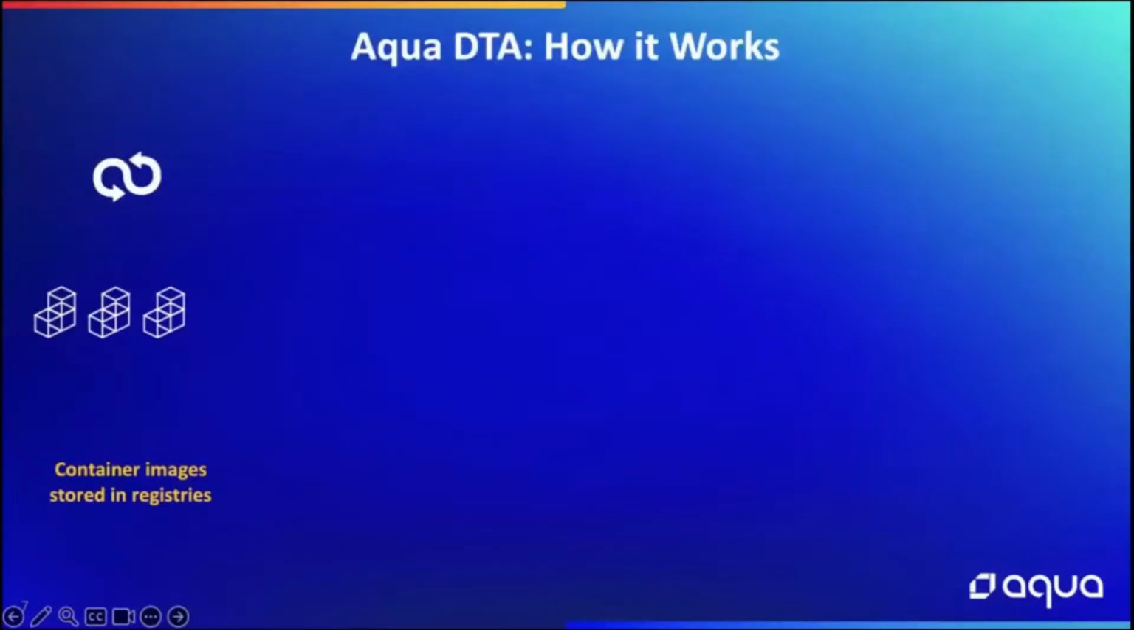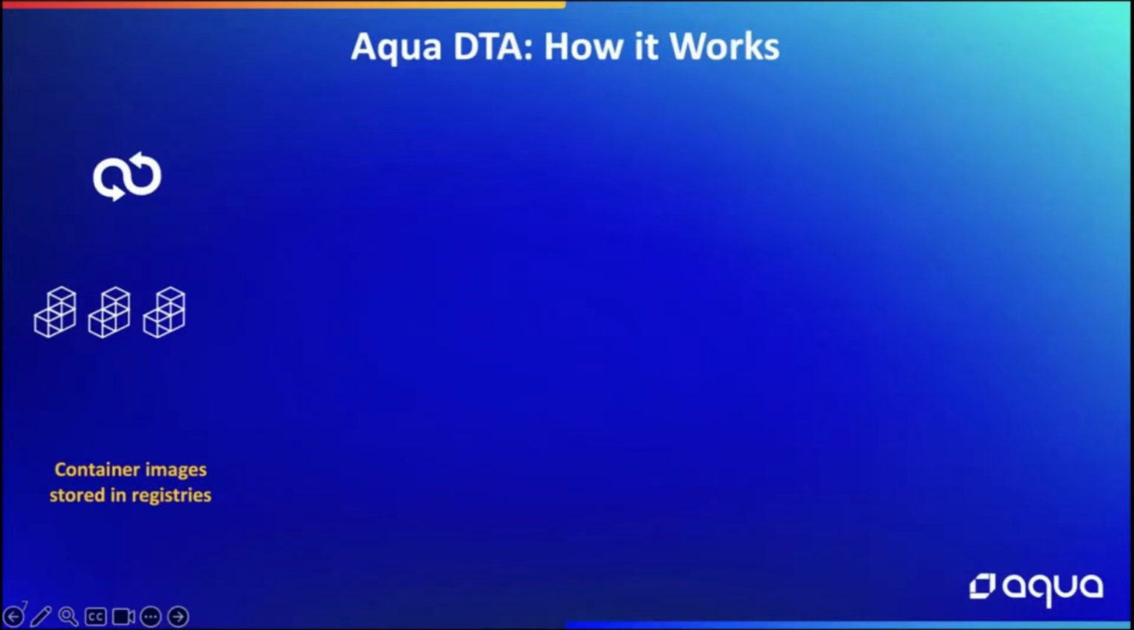Yeah, this sounds really cool. I'm wondering how it works under the hood. Can you show how DTA works? Yeah, sure. Let's check it out together through this slide. So basically, the first step that we see here is container images that serve as base images sometimes are stored in registries, external registries most of the time, like Docker Hub, for example.